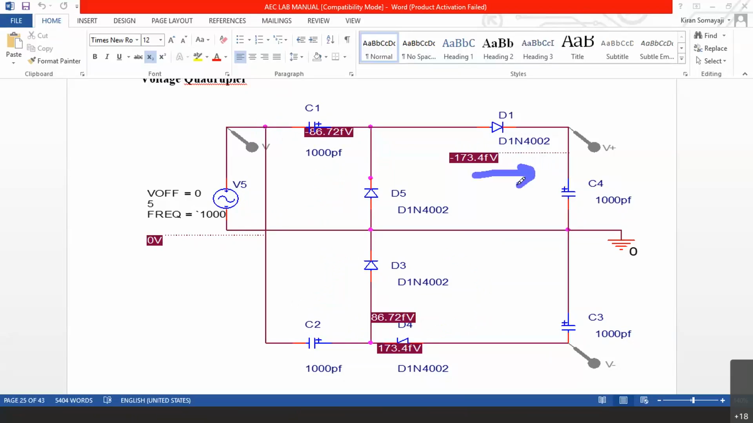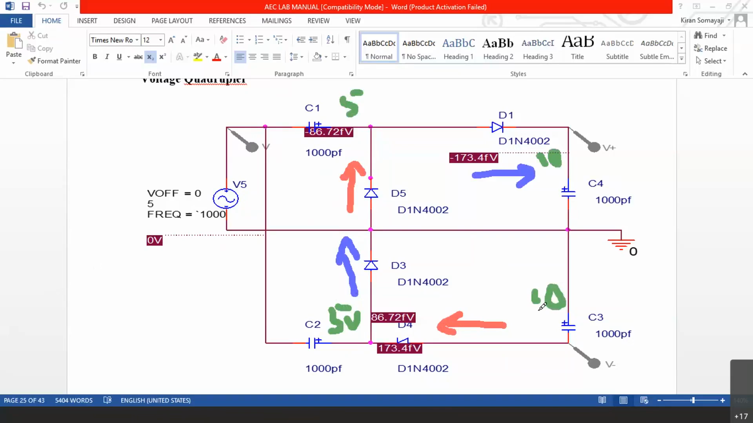In the positive cycle, D1 conducts. In the positive cycle, D3 conducts. Now, in the negative cycle, D4 conducts. And in the negative cycle, D5 conducts. Now, because of this typical arrangement, what happens here? Because of this typical arrangement, here we will have 5 volts. And here we will have 5 volts. Now, because we have 5 volts here, here we will have 10 volts. Because we have 5 volts here, here we will have 10 volts.